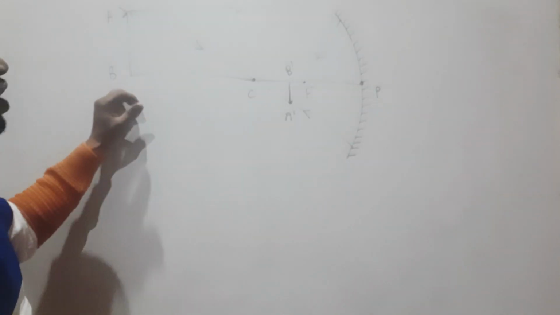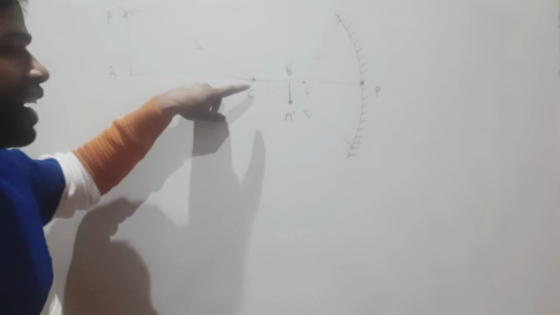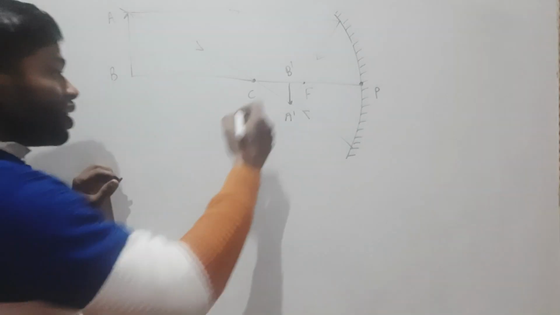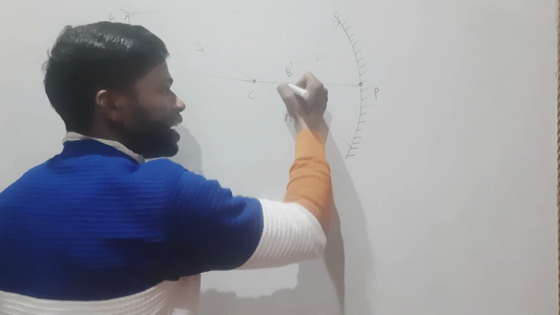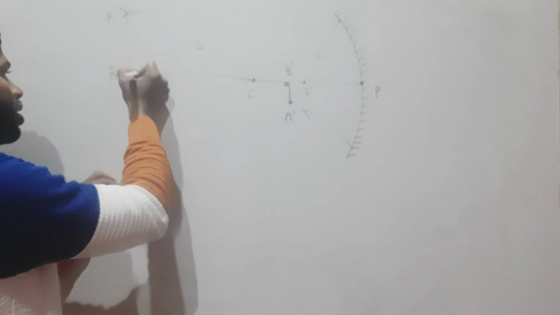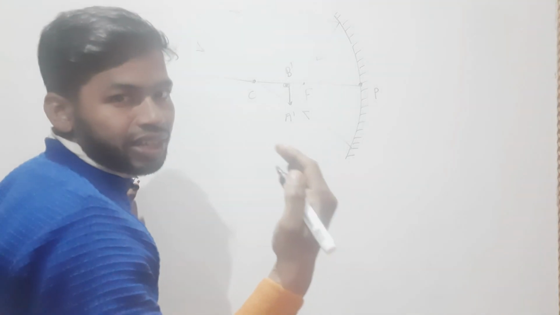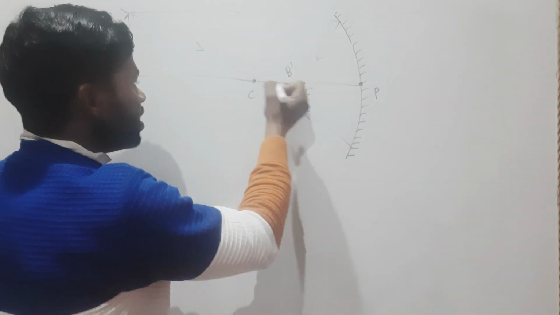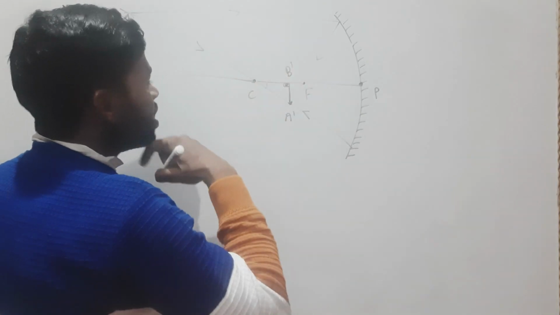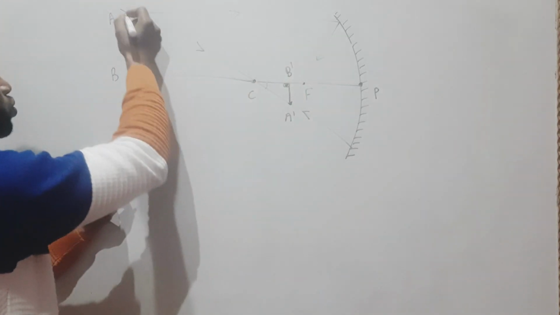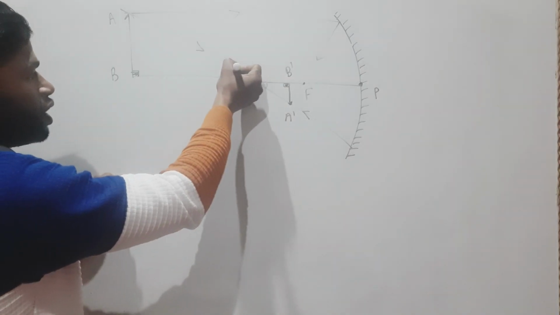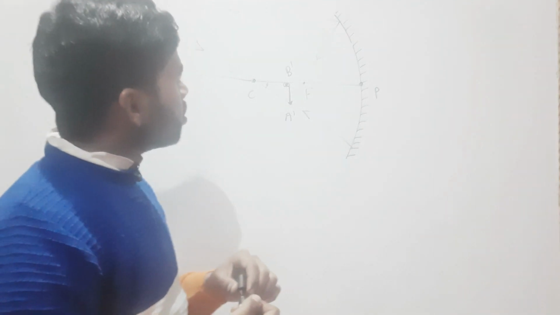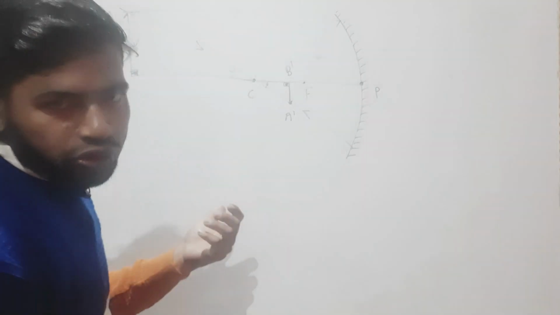If we consider triangle A, B, C and also triangle A dash, B dash, C, both are similar because angle B dash is 90 degrees and here angle B is also 90 degrees. So you can say both angles are 90 degrees. And here angle A dash C B dash and also angle A C B are equal because they are vertically opposite angles.